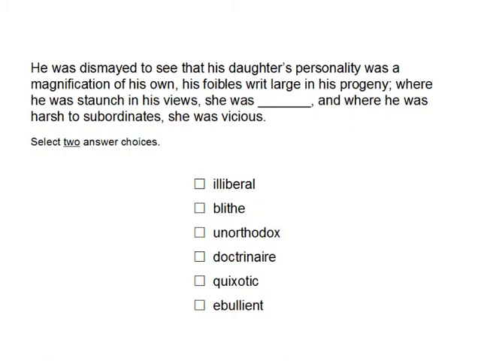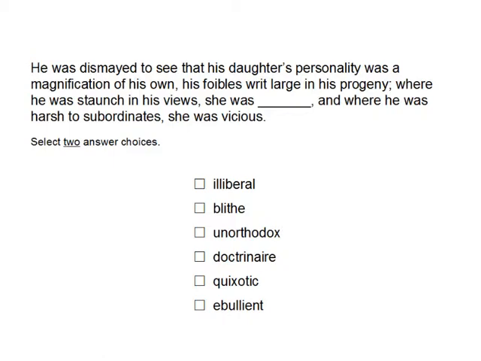This is a funny problem to me. He was dismayed to see that his daughter's personality was a magnification of his own. Oh no, he had a bad personality and his daughter got it too. His foibles, now that's a great word to know, his foibles, writ large in his progeny. Great here if you know that progeny means offspring, his daughter in this instance. Semicolon means no pivot, basically going in the same direction. So his foibles, his flaws, were there in his daughter.